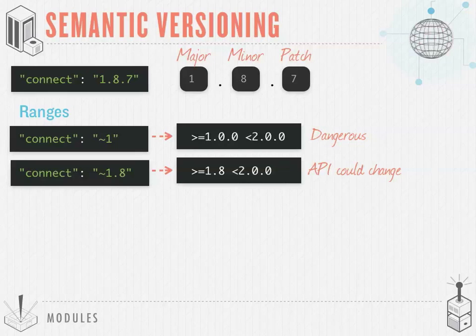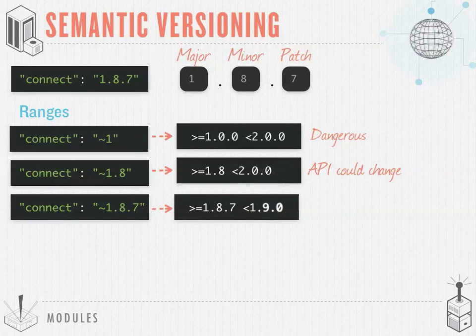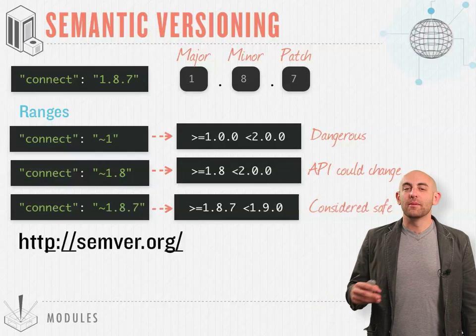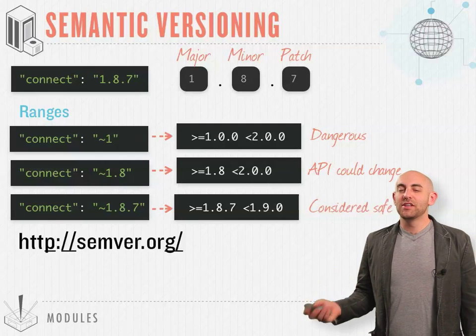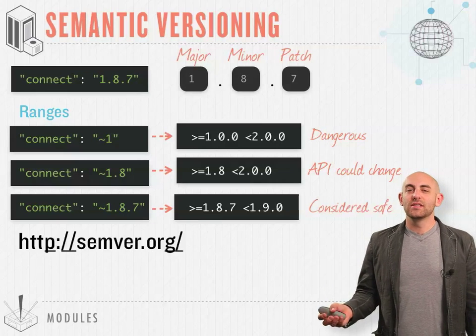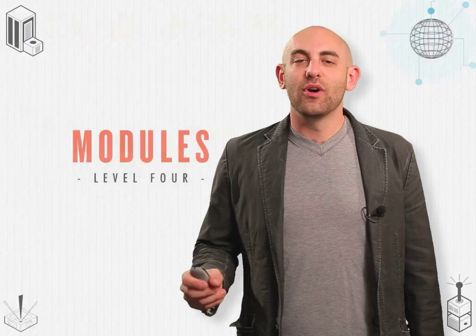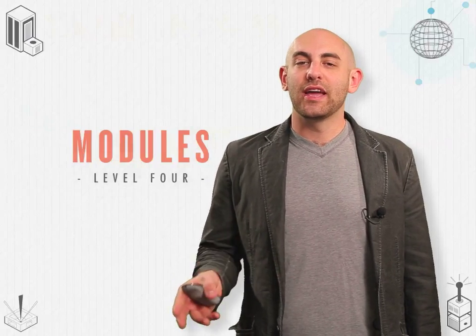The safest way to define a range and still have the dependency considered safe is to use ~1.8.7, or tilde major minor patch. What this means is that npm will install anything greater than or equal to 1.8.7 but less than 1.9.0, which means that when running npm install, you'll only get patch updates for Connect, which means it shouldn't break your application. We've reached the end of level 4. Have fun in the challenges. We'll see you back here for level 5.